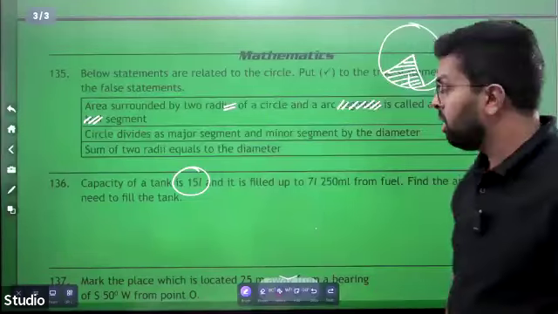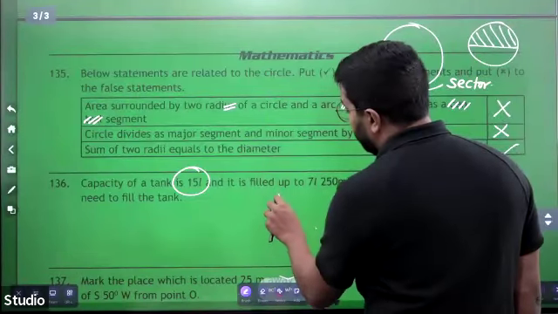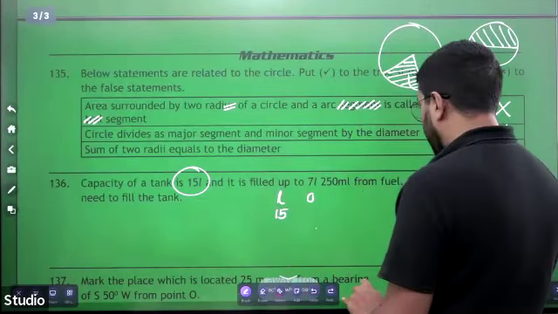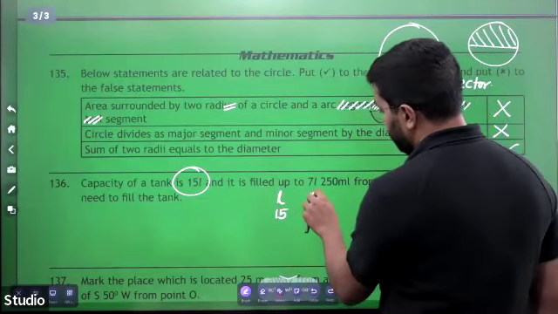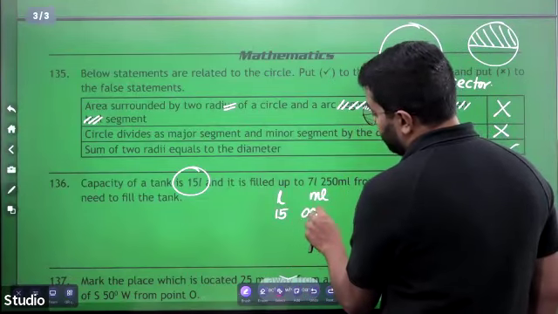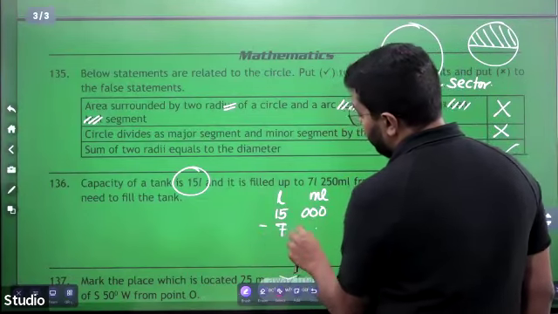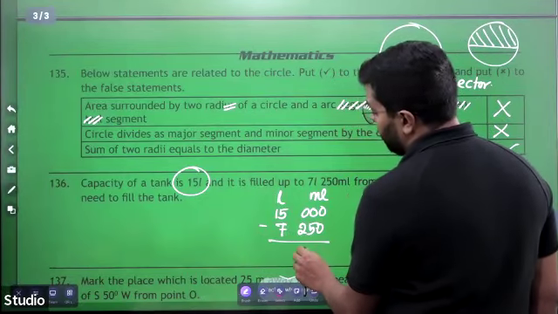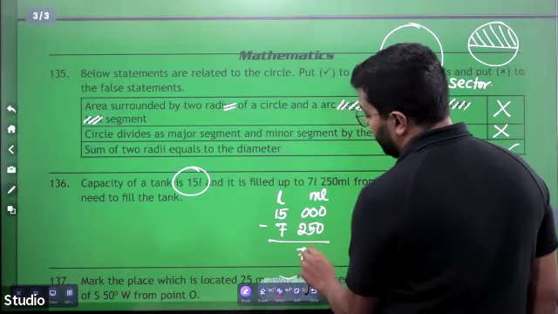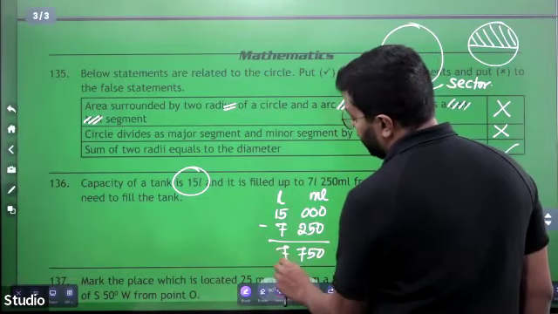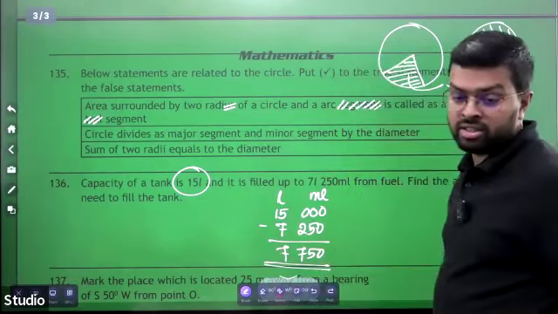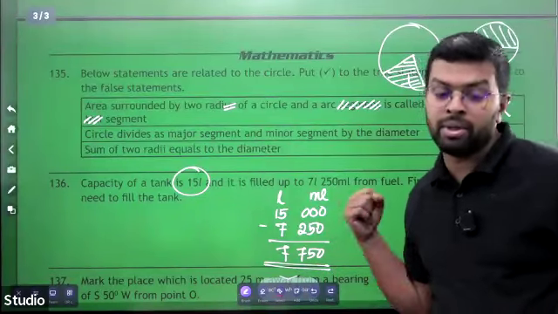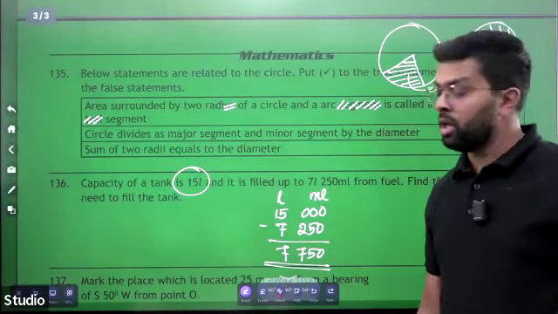So what you need to do? From 15 liters and 0 milliliters, let's subtract 7 liters and 250 milliliters. 1000 minus 250, 750. 14 minus 7 is 7. Answer: 7 liters, 750 milliliters.